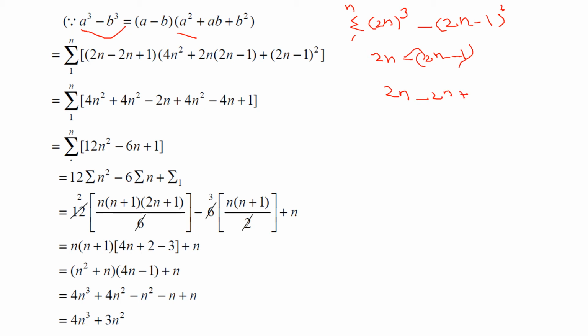So 2n minus 2n plus 1. So plus 2n minus 2n will cancel. So plus 1 is there. So 1 into.